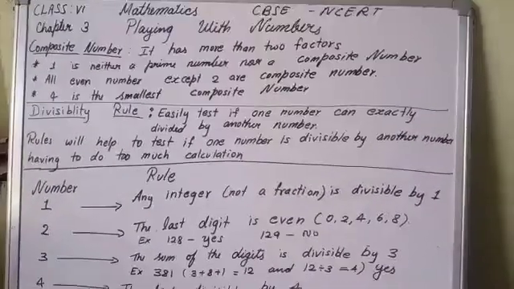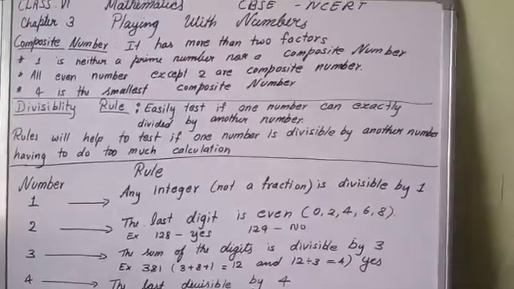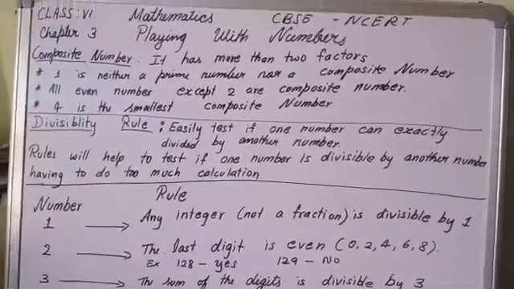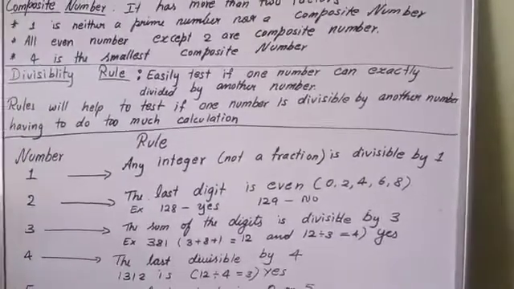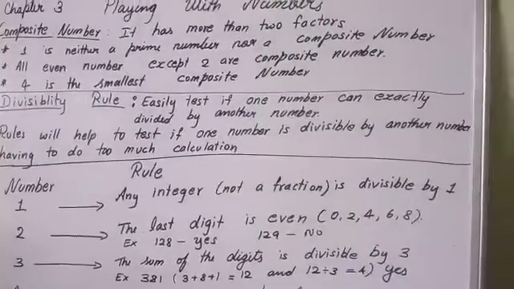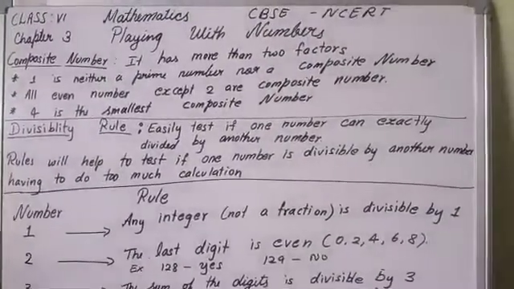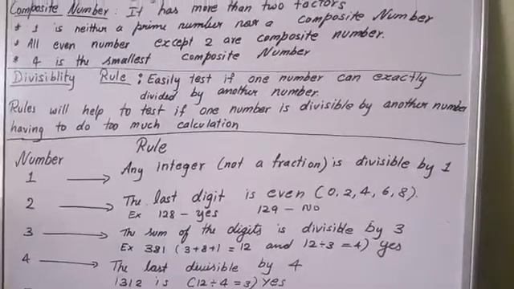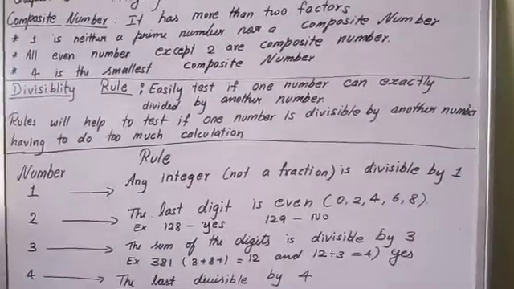Next number is 4. The last two digits must be divisible by 4. You can see that in 1312, the 12 is divisible by 4. If we divide, yes, it is divisible by 4. So we can say yes.